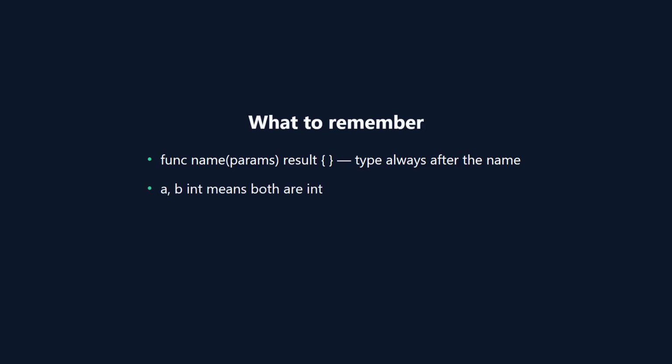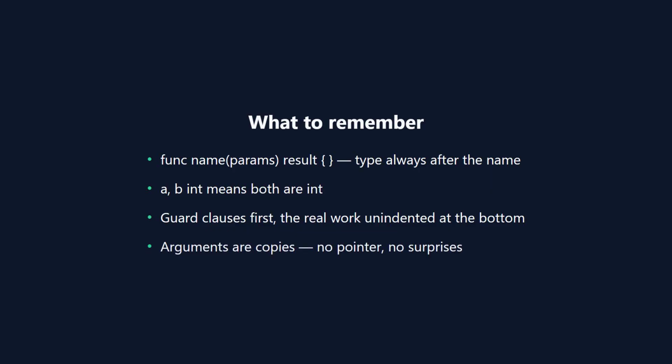Four things to take away. The shape is func, name, parameters, result type, body, and the type always comes after the name. A comma b int means both of them are ints. Read that fluently. Handle the awkward cases first with guard clauses, and leave the real work unindented at the bottom. And arguments are copies. Without a pointer, a function cannot change anything of yours. That is the whole of function declaration in Go.